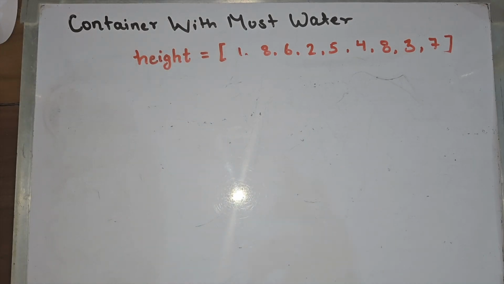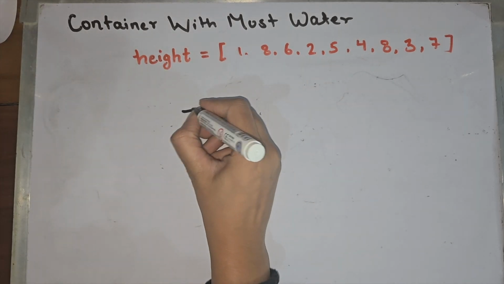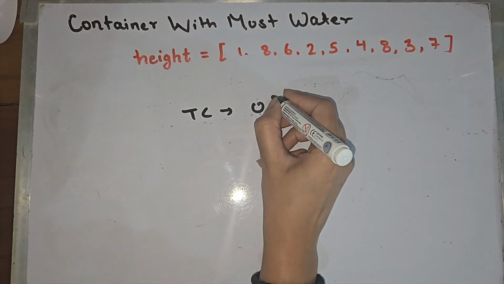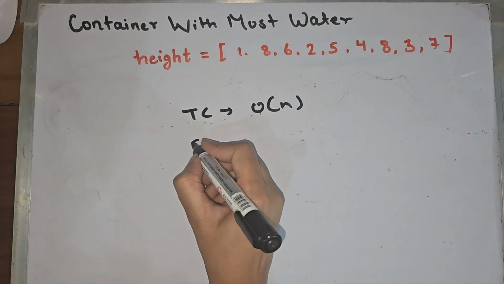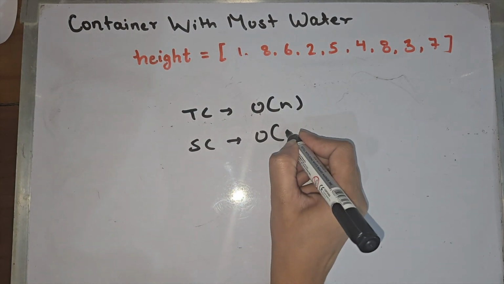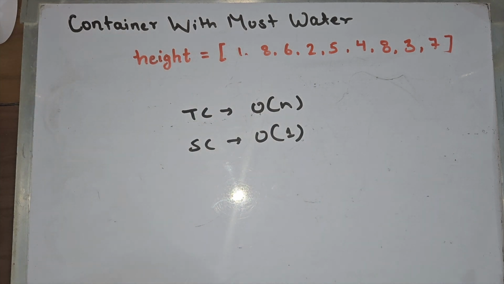So the discussed solution, which is the two pointer approach, has a time complexity of order n, because we are running one while loop, and the space complexity is constant because we are not using any extra space.